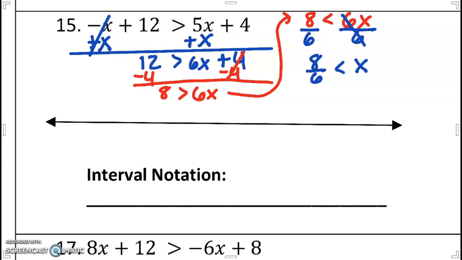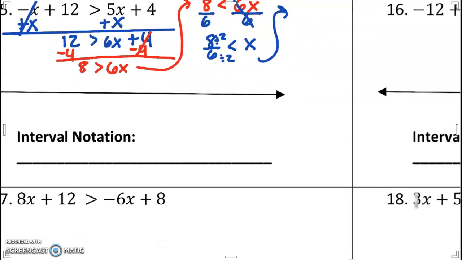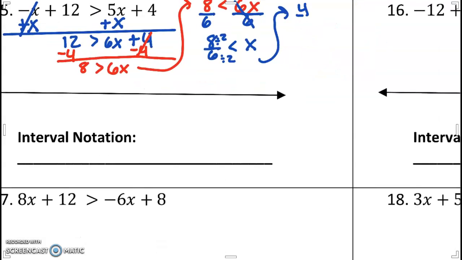Okay, I can simplify it. So when I simplify, I can divide by 2, and I can divide by 2. And so I'm going to get 4 over 3 is less than x. Is that my answer? Ooh. It's not. What's wrong here? Not the fraction. Fraction's okay. You're allowed to have fractions as an answer.